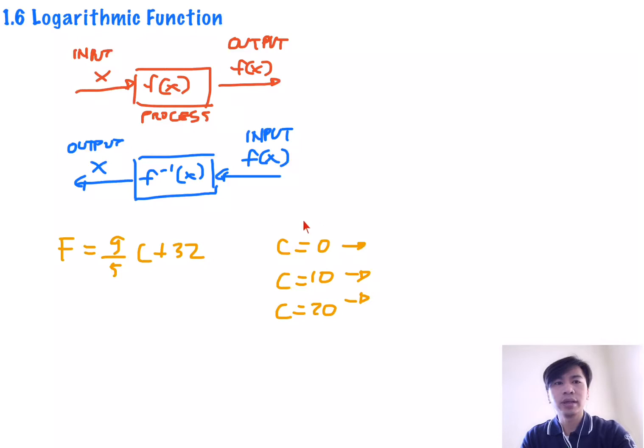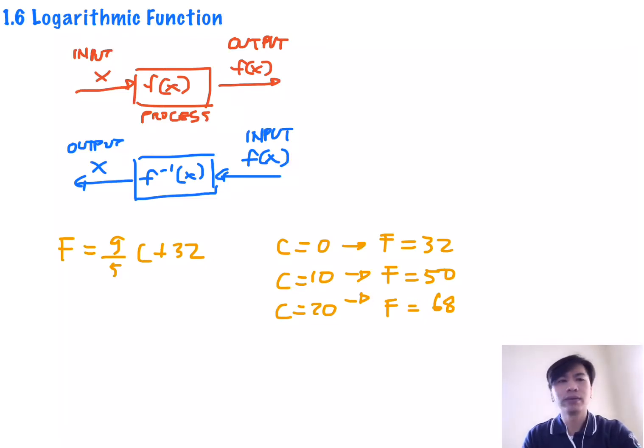If C equal with 0, we put it into the equation, then 9/5 times 0 plus 32 will get F equal with 32. If the Celsius is 10, then we'll have 9/5 times 10, which is 18, plus 32 will get F equal with 50. And then if the C is equal with 20, we'll get the F is equal to 68.